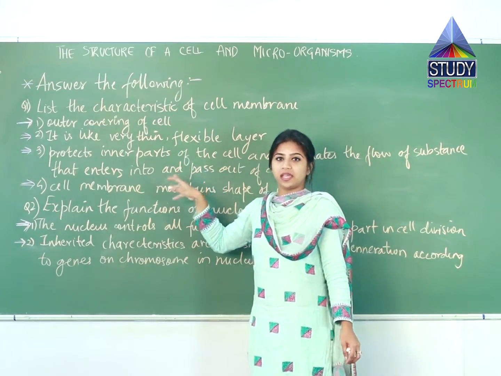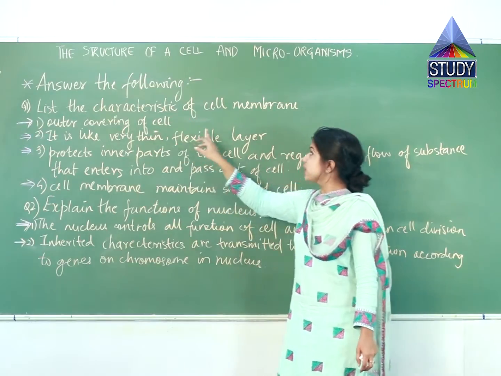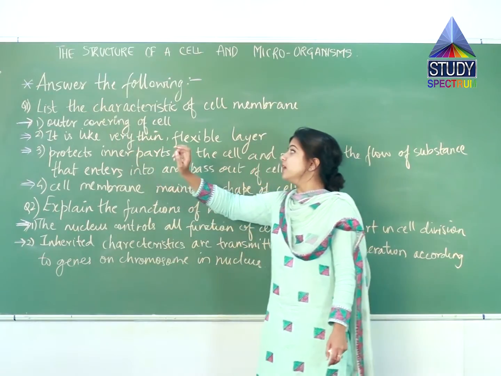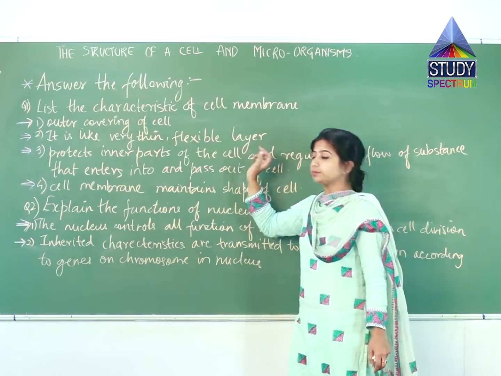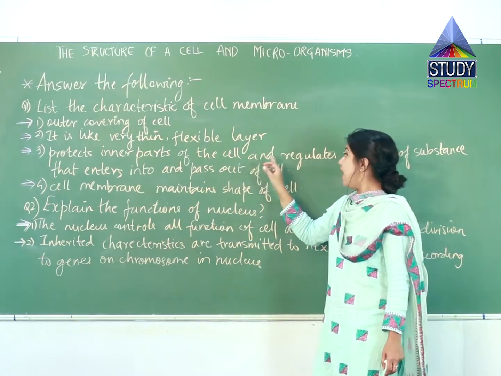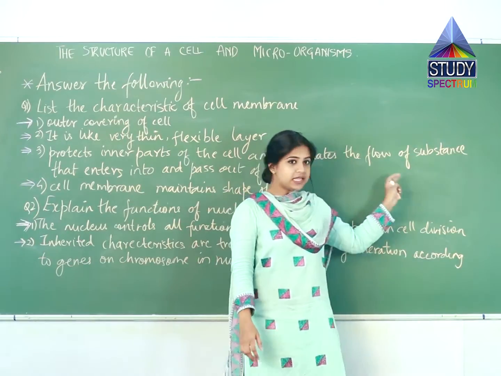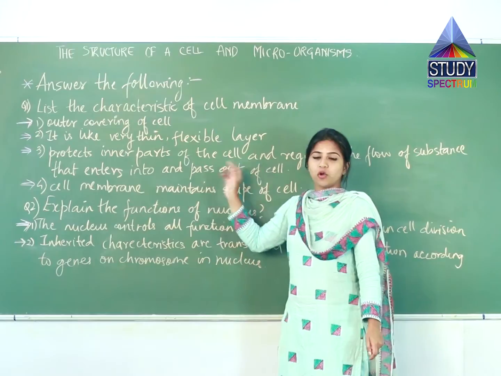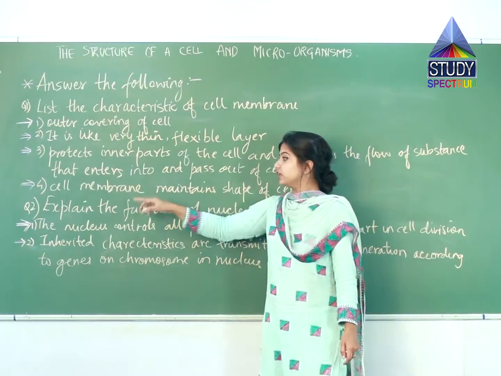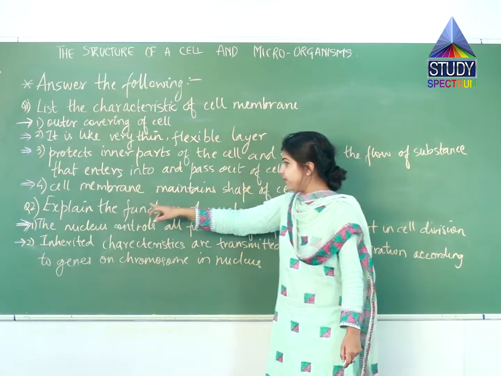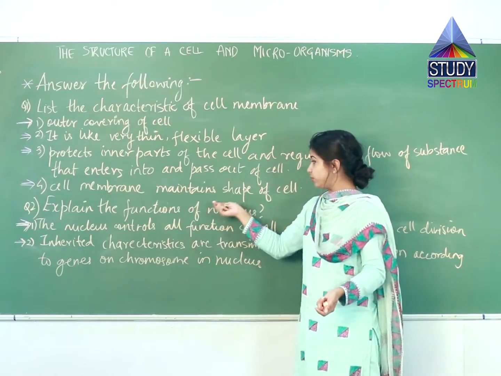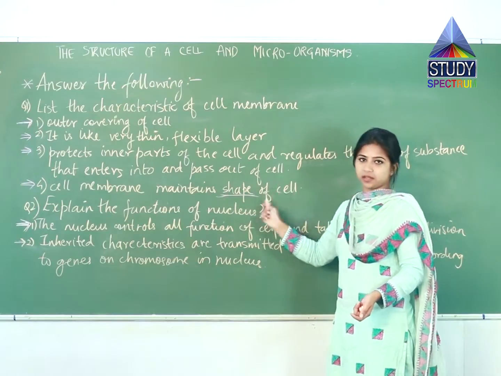So we'll repeat this answer again. The characteristics of the cell membrane are that the cell membrane is the outer covering of the cell. It is a very thin and a flexible layer. Then the cell membrane protects the inner parts of the cell and regulates the flow of substances that enter the cell and pass out of the cell. The next one is that the cell membrane maintains the shape of the cell, as we discussed earlier.